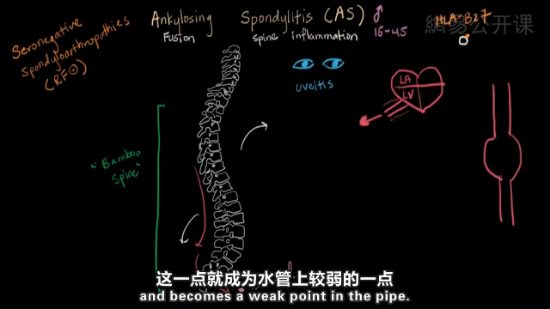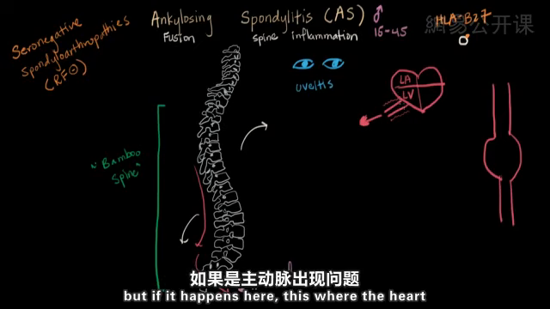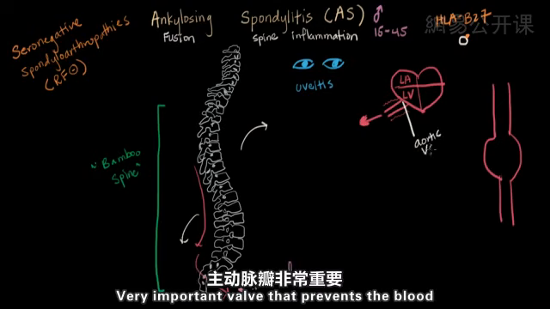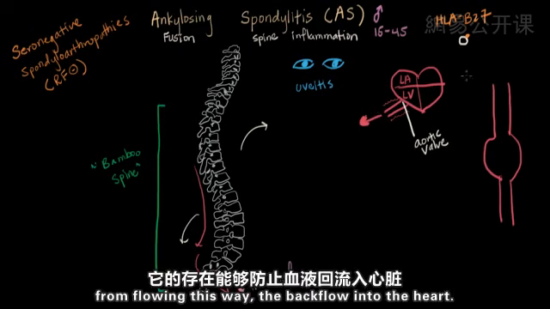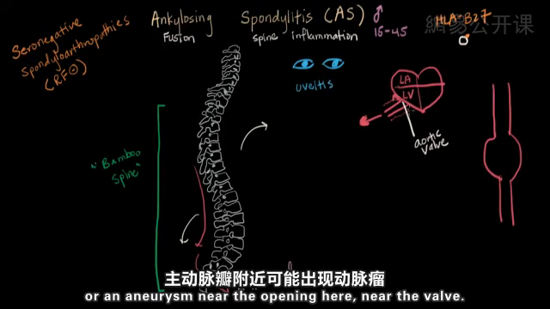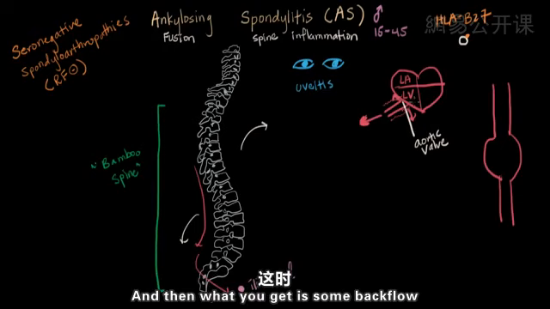It becomes a weak point in a pipe. It's going to happen in our blood vessels all over the body. But if it happens here, where the heart and the aorta are connected, it's the aortic valve. Very important valve that prevents the blood from flowing this way, the backflow into the heart. So if you have uveitis, you might have a stretching or an aneurysm near the opening here, near the valve. This part is just slack and the valve can't close properly. And then what you get is some backflow into the chamber of the heart.